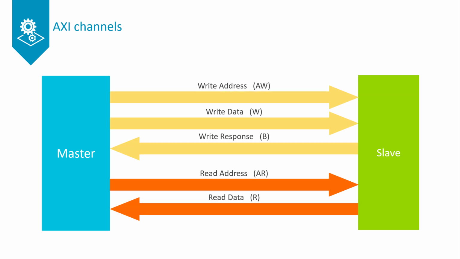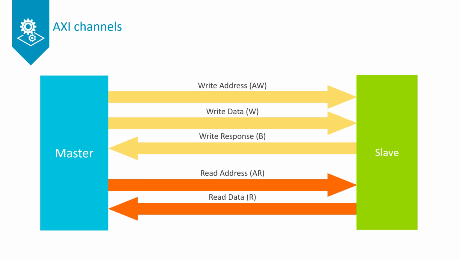Each of these 5 channels contains a number of signals, and all of these signals in each channel have the prefix listed here. So we have AW for all signals on the write address channel, AR for all signals on the read address channel, W for the write data, and R for the read data channels, and finally B for the write response channel. Here, B stands for buffered because the response from the slave happens after all the writes have completed.